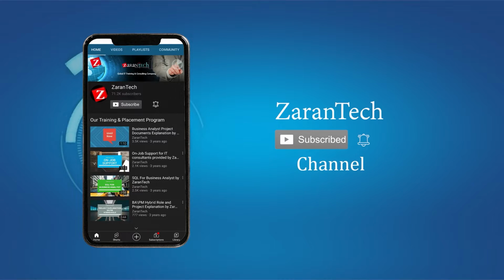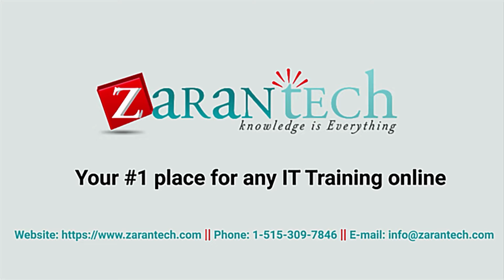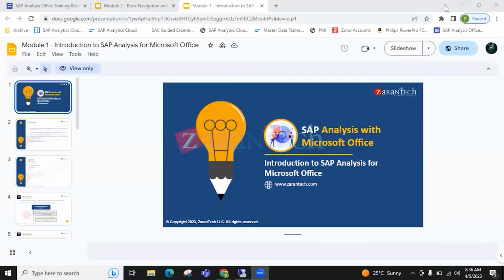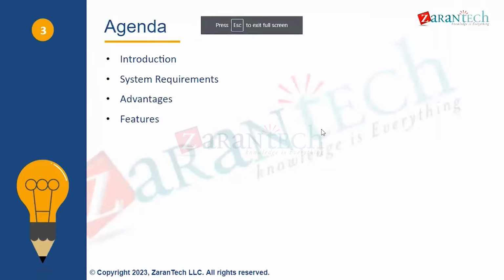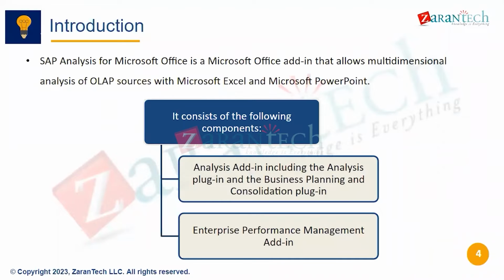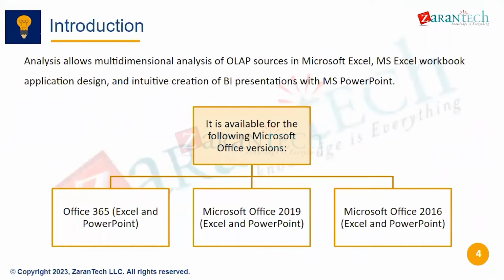Okay, so yesterday we started talking about the analysis for Office, the initial features and everything. Just a quick recap on those topics. We talked about what is analysis for Office, and how we can connect. It is an add-in on Excel, and how those different versions can be connected together. That is what is being depicted here.